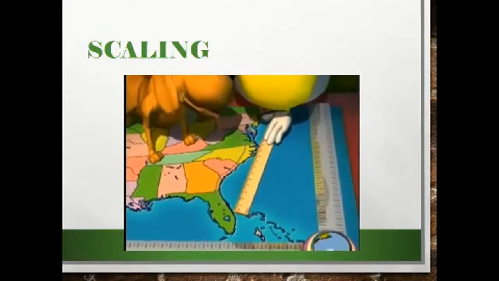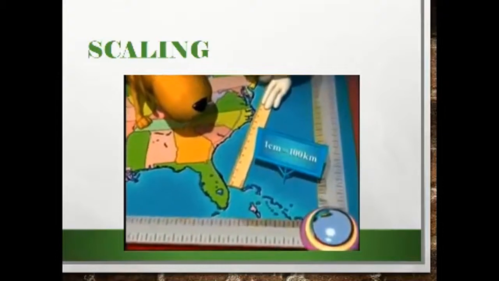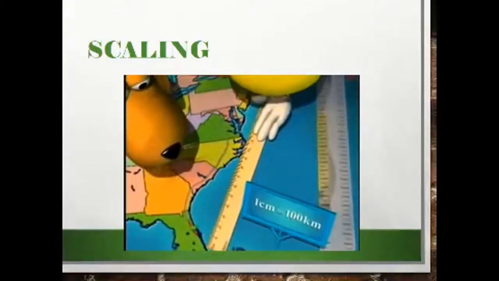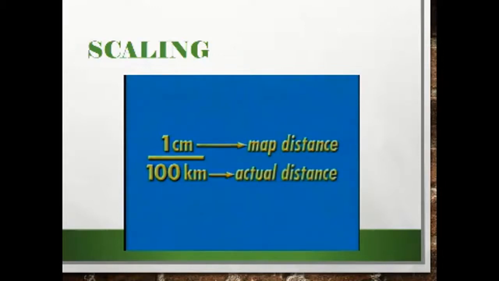The scale on Norbert's map reads 1 centimeter equals 100 kilometers. How can he estimate the distance in kilometers from Kennedy Space Center to Washington, D.C. using the given scale? The scale can be written as the fraction 1 centimeter over 100 kilometers. The first number, 1 centimeter, represents the map distance, and the second number, 100 kilometers, represents the actual distance.